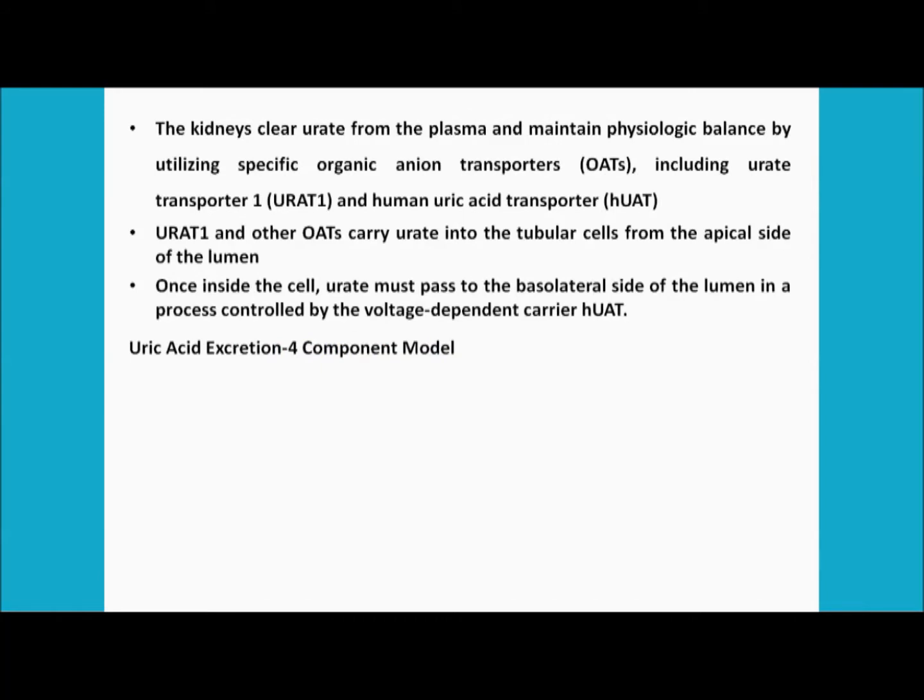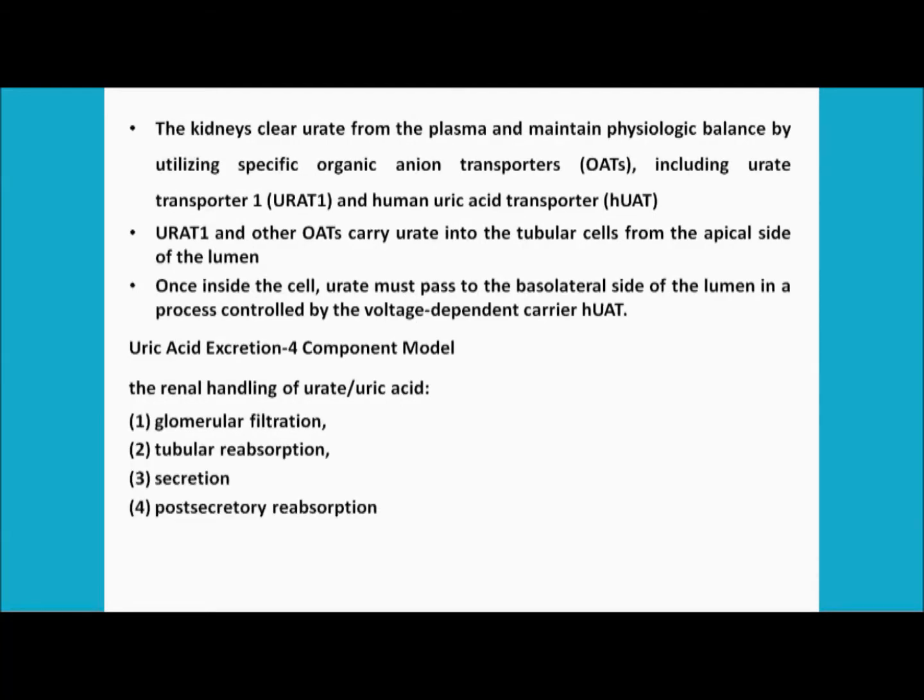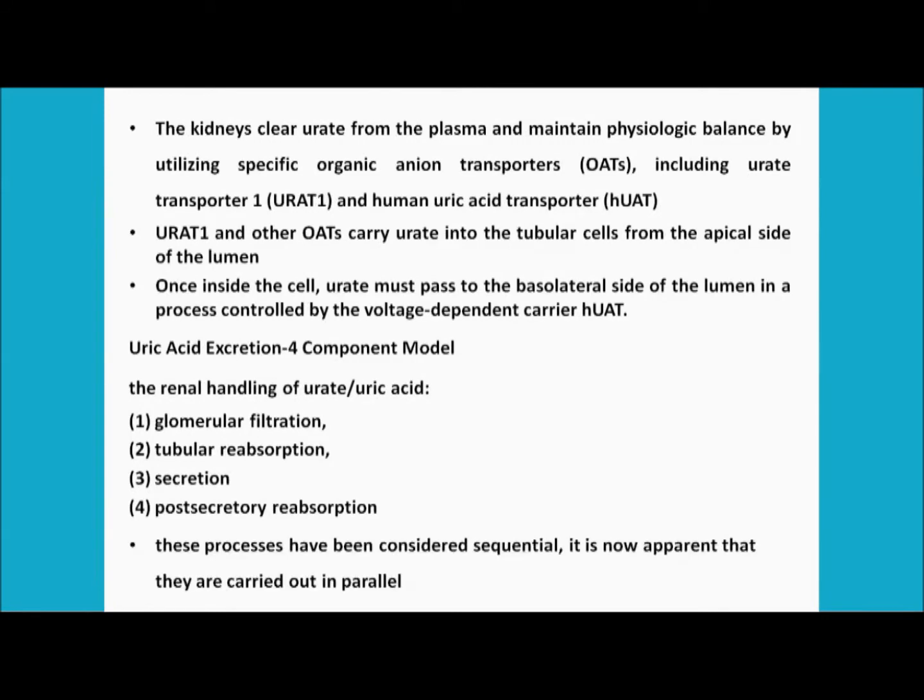So basically, the uric acid excretion is composed of 4 component models. So what are the models? The renal handling of uric acid is controlled by the 4 component model. First of all, you have the glomerular filtration, next the tubular reabsorption, next is the tubular secretion, and then the post-secretory reabsorption. This process was considered sequential, but it is now apparent that they are carried out in parallel. So all these processes happen in a parallel way, simultaneously, right?